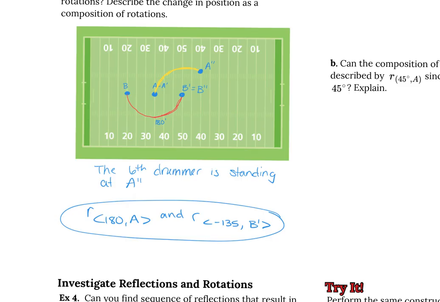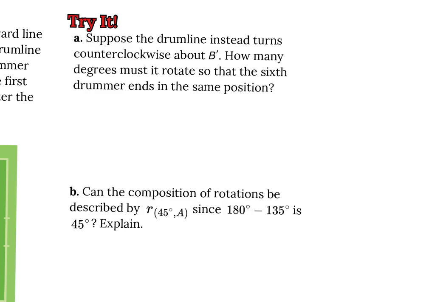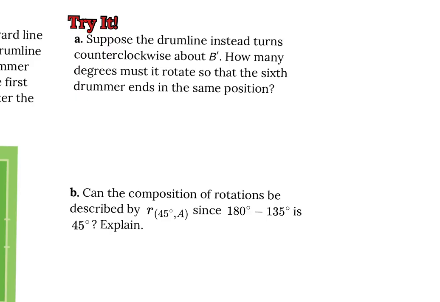Okay, let's look at our try it. Suppose the drum line instead turns counterclockwise about B prime. How many degrees must it rotate so the sixth drummer ends up in the same position? Okay, so to end up in the same position, they would have had to go 360 degrees fully, but they have only gone 135 so far. So we would take 360 minus 135 to find out how much farther they need to travel, so 225.